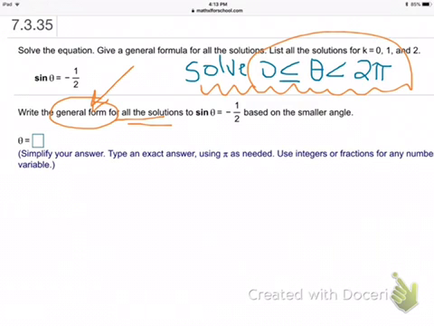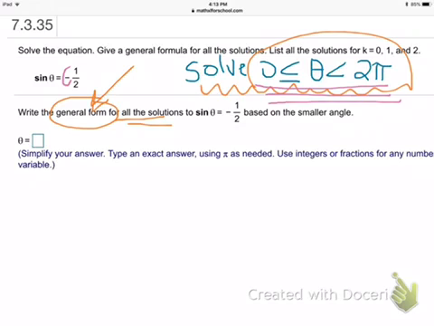Now, sine and cosine are periodic functions. They just keep repeating themselves over and over and over. There's actually an infinite amount of solutions. The directions that say this, you're just giving the number of solutions in one trip around the unit circle. But the general form is an infinite amount, okay?